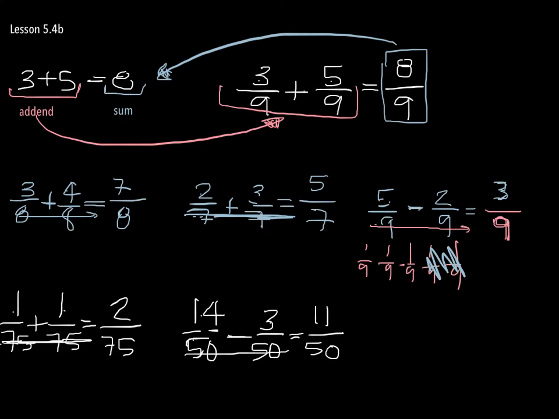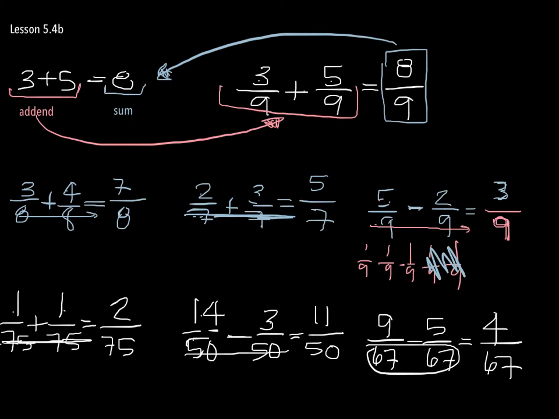One last problem. If I give you 9 over 67 less 5 over 67, what language are we speaking? Well, we're speaking the language of 67, so that's going to stay the same. Alright? And then now we're going to take 9 less 5, and we're going to get 4.